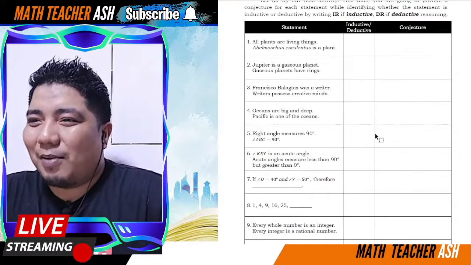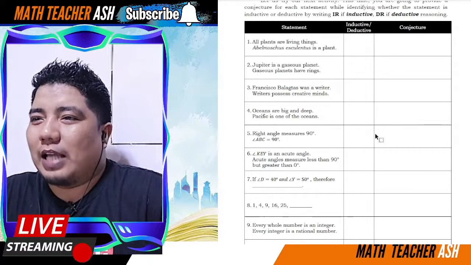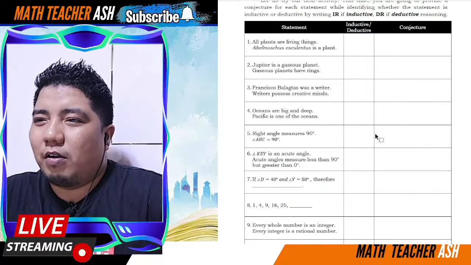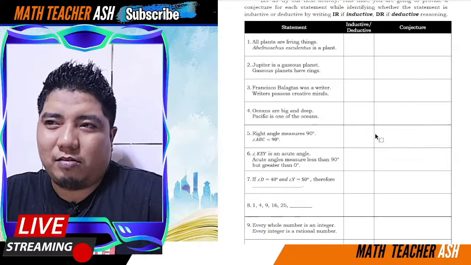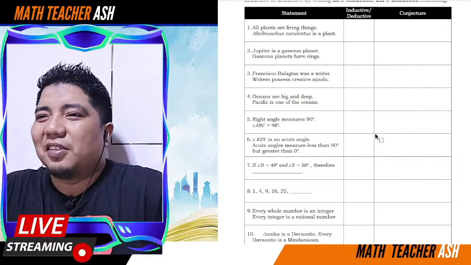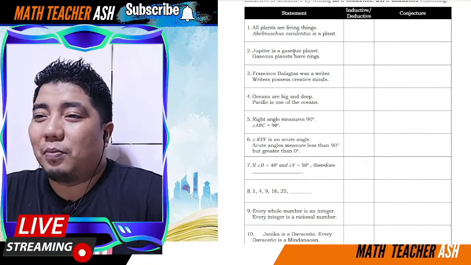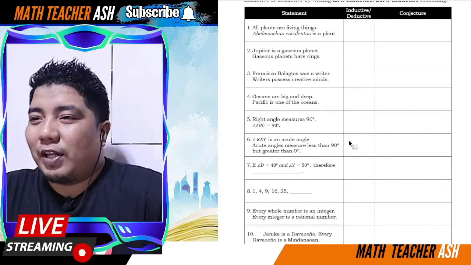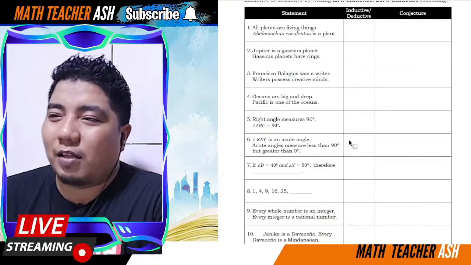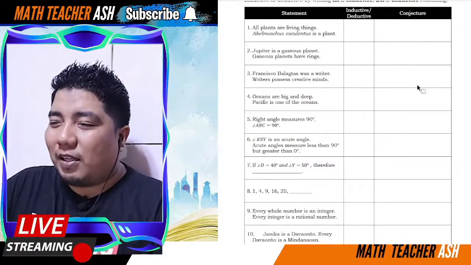Alright. So, how about this? Number 2. Jupiter is a gaseous planet. Gaseous planets have rings. So, then Jupiter have rings. Yun nga, hindi nga tama. Okay? So, that's not a good conjecture. Anyway, so that is on the basis of the statement. Francisco Balagtas was a writer. Writers possess creative minds. So, then we can say Francisco Balagtas has a creative mind. Okay. So, ganun lang, my dear math learners.